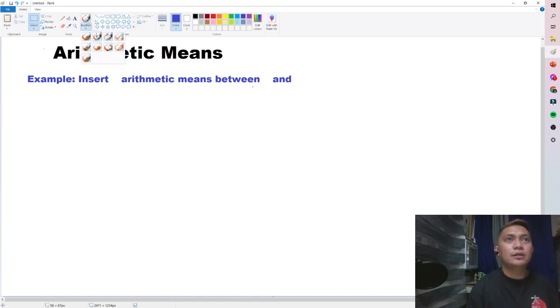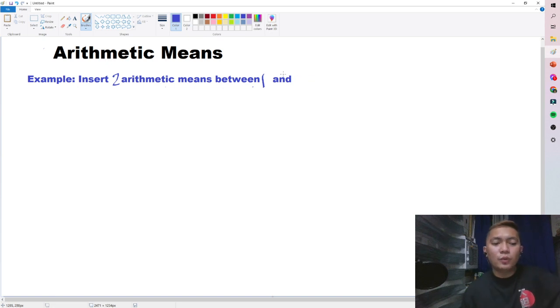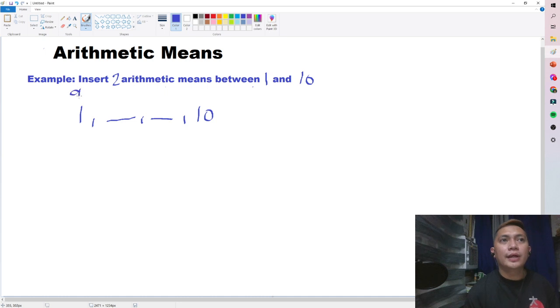Okay. So insert. Let us try to answer this. Insert the following terms. So for example, insert 2 arithmetic means between 1 and 10. Okay, so 1 and 10, insert 2 arithmetic means. So starting with 1, and then insert 2 arithmetic means, and then followed by 10. So you have your a sub 1, a sub 2, a sub 3, and a sub 4. Okay, so for our solution, change tayo ng color.